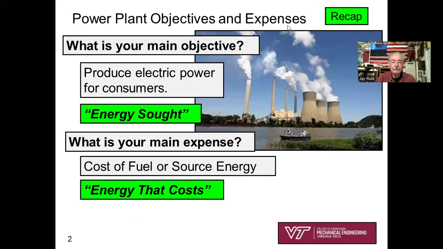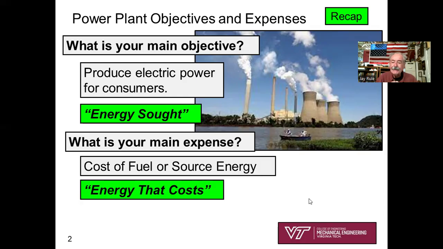So, what's the objective of a power plant, and what kind of expenses would you expect to have? You've seen this slide before. Your main objective, if you're responsible for working at or managing any type of power plant, is to produce electric power for consumers or your internal customers. That's the energy sought.